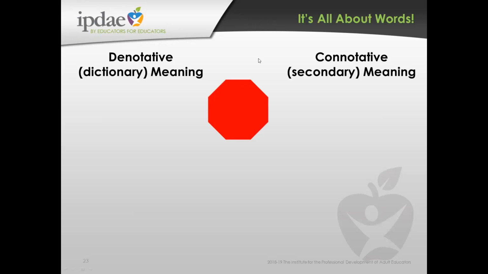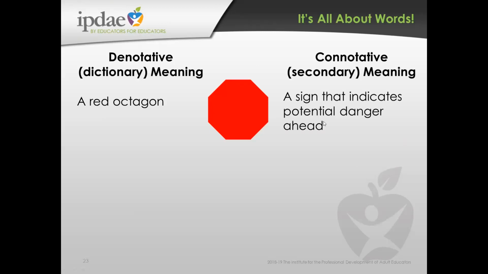Definitely. I've got it right there, a stop sign. Well, if I'm looking at the dictionary meaning, I may say it is a red octagon. But you're right. I infer, because I know this, its secondary meaning is that the sign indicates danger, indicates stopping. So we've got the dictionary meaning versus the connotative, and most of you immediately came up with that second meaning. Our students oftentimes are much more literal, and they're going to say, it's a red shape.